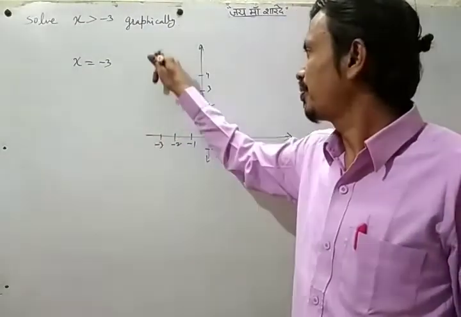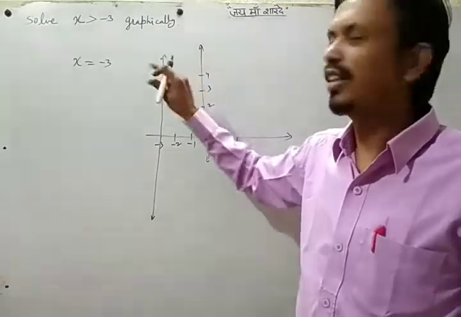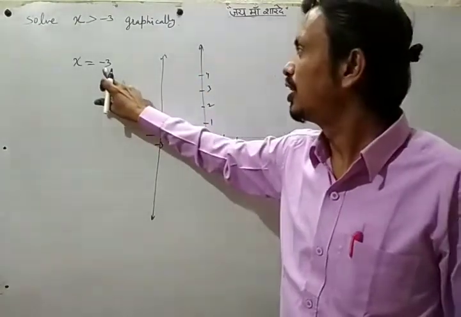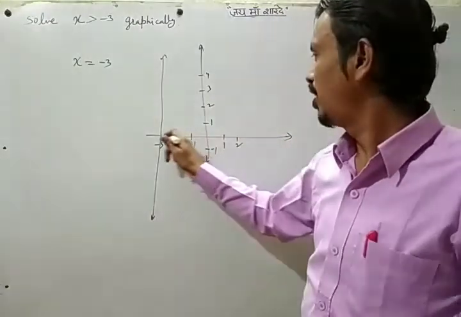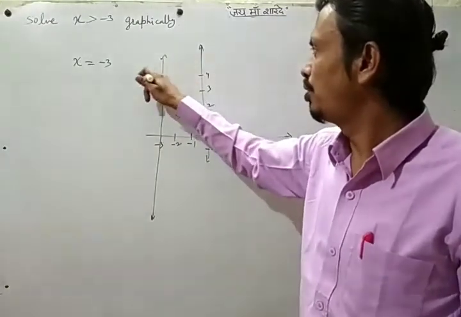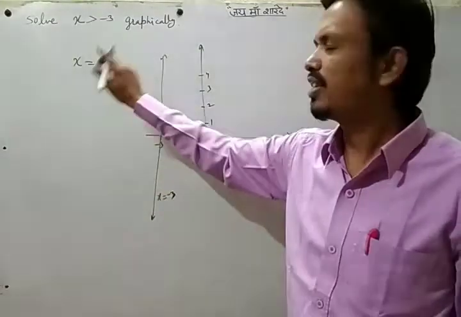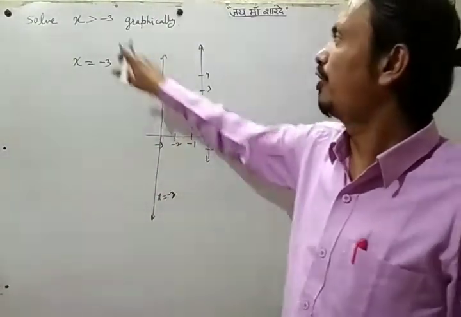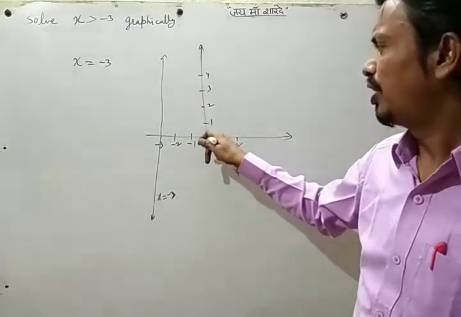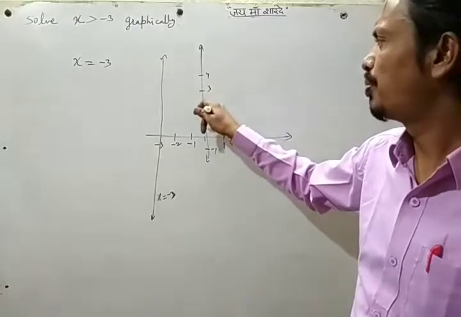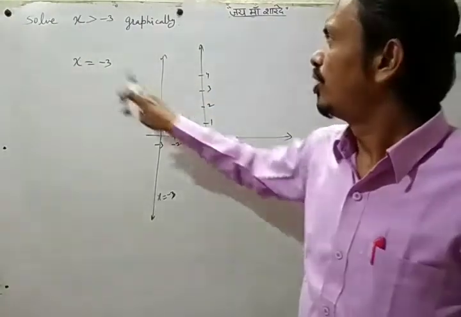So the line is parallel to the y-axis and at a distance of 3 units on its left side. So 3 units here. This is the line x equal to -3. Okay, this is the graph for this equation. But we need the solution of the inequation. So same process, you can take one point, say 0 0, or any point you can take, no problem. If it is 0 0, we put 0 0 here.